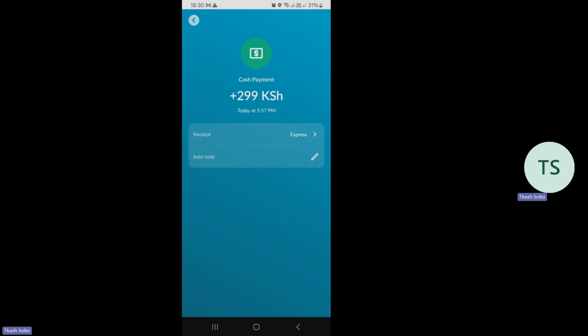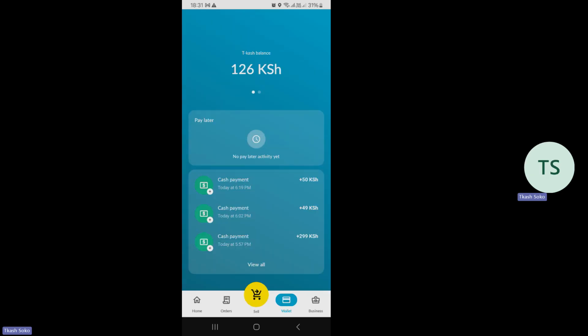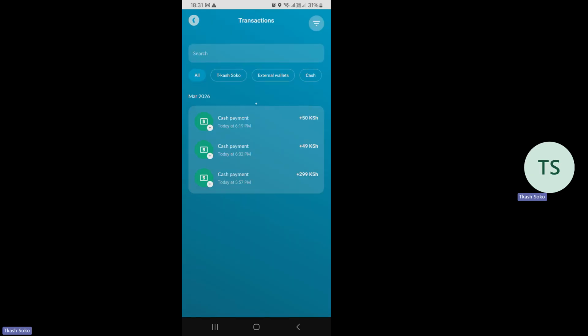And of course, you can also add a note if need be for this transaction, so that every time you want to refer to these records, you can be able to refer to them. And you can view all of them. You have the option of viewing all down there.